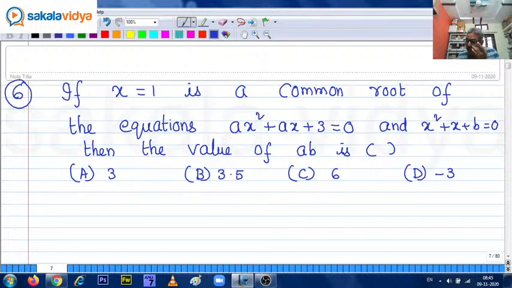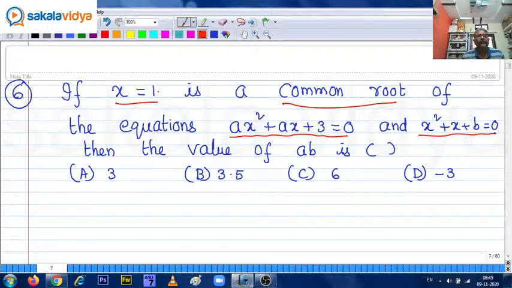First, let me read the question. X is equal to 1 is a common root of the equations ax square plus ax plus 3 is equal to 0, x square plus x plus b is equal to 0. That means x is equal to 1 is the root of this equation. Then first, if you substitute x is equal to 1 in the first equation, we get a value. If you substitute x is equal to 1 in the second equation, we get the b value. Then after that, both need to be multiplied. So now let us proceed.